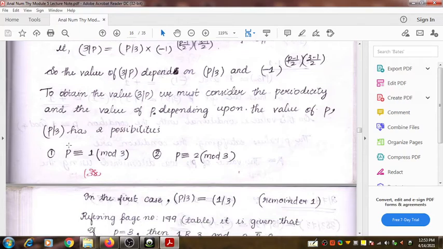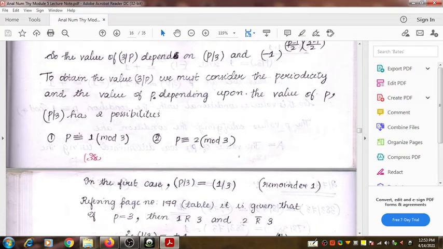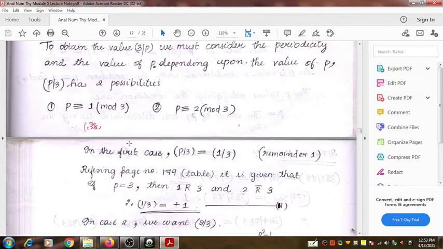We have two possibilities now, and we have to discuss both. First situation is p is congruent to 1 mod 3, and the second situation is p is congruent to 2 mod 3.